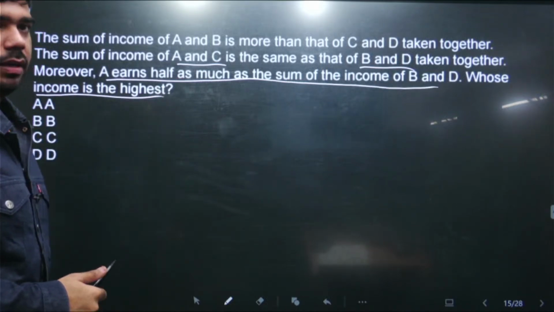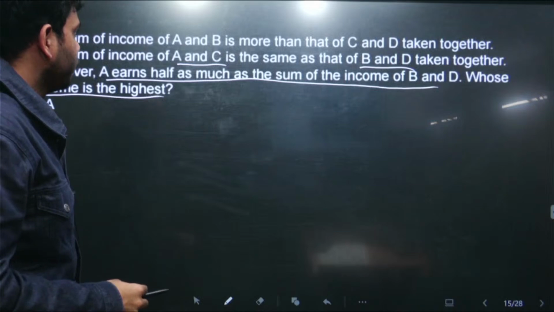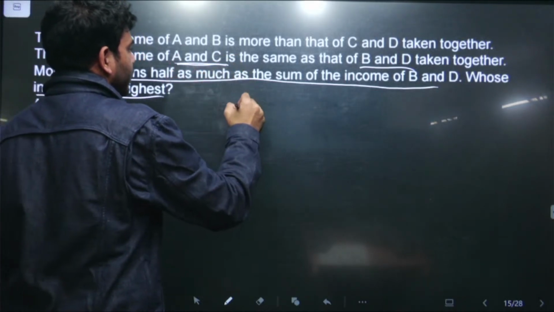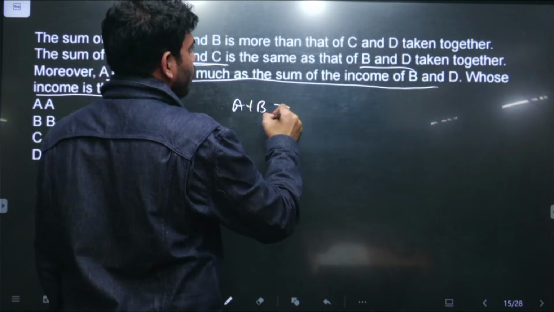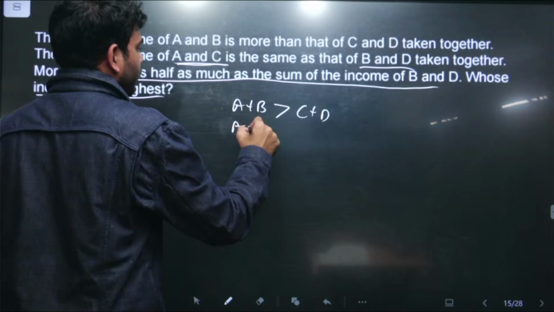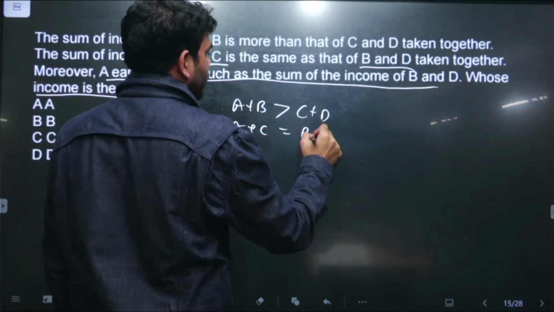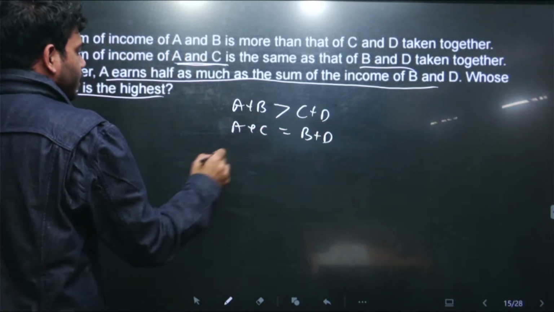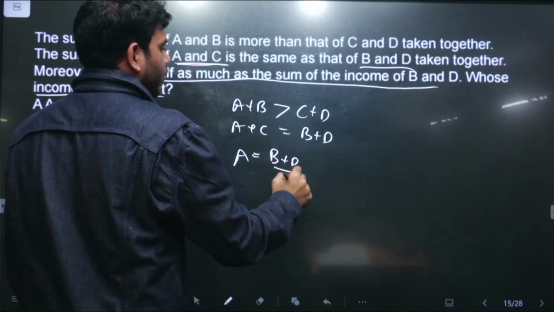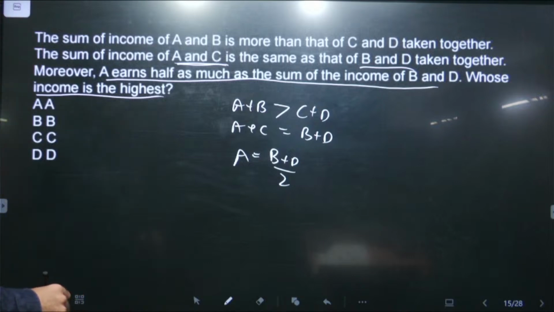4 people are there. So writing the expression, जो यहाँ पे हमको word form में दे रखा है: he is saying the sum of income of A and B is more than the sum of income of C and D. Second, it is saying the sum of income of A and C is the same as the sum of income of B and D. The third is saying A is earning as much as half of the income of B and D. This is given to us.